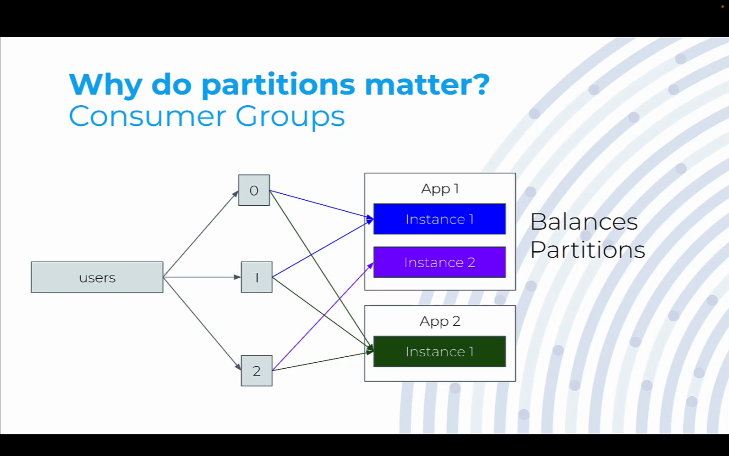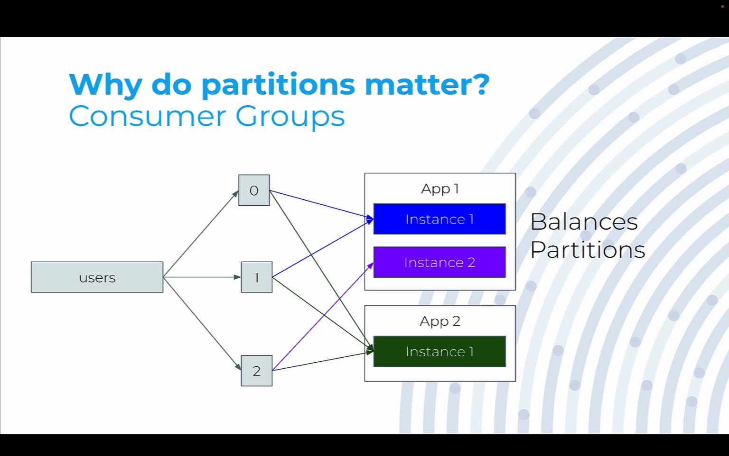Why do partitions matter from a consumer group perspective, though? We've already talked a bit about how partitions balance across consumer IDs, but let's look at a more specific use case. Our use case is that we have two distinct applications. With the first application, we're running two instances of it. That means there are two application instances running, each sharing the same consumer group ID.